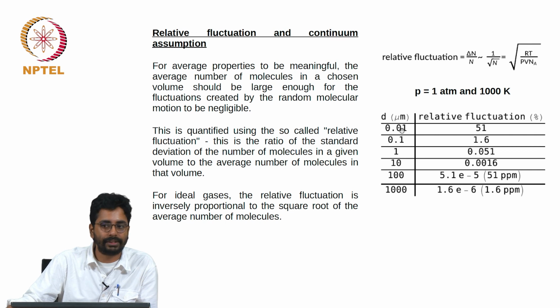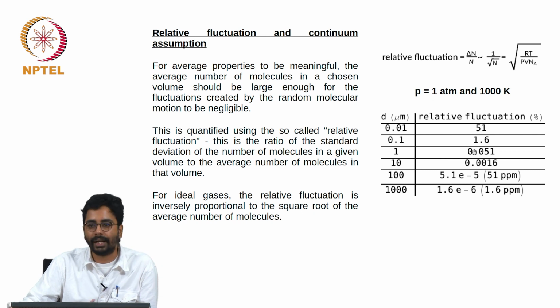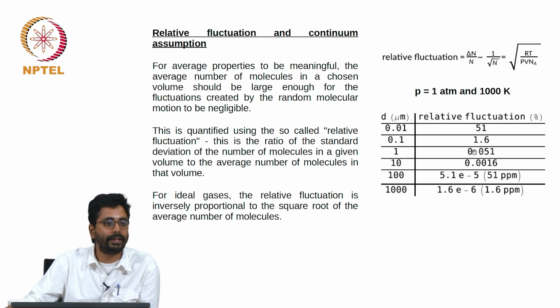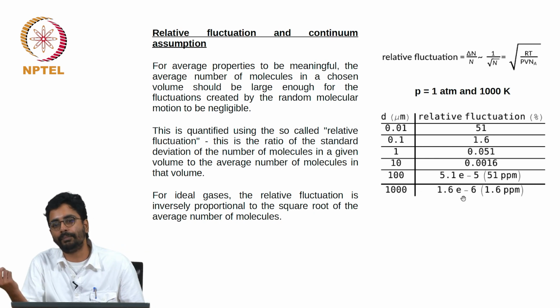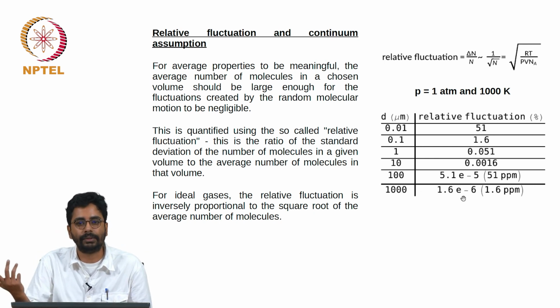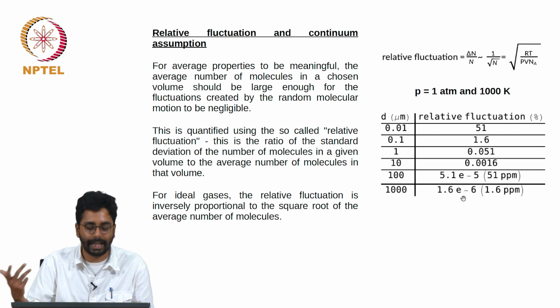As the size of the cube increases, when we get to about a micron, the fluctuation has come down by a large factor. It is now only 0.051%. And when you get to a 1 mm cube, the relative fluctuation is, for every million molecules, only about 2 molecules leave, on an average, the volume.